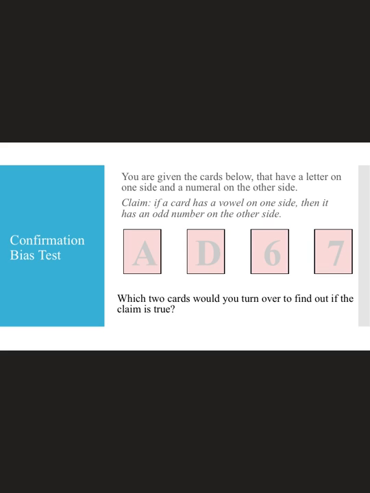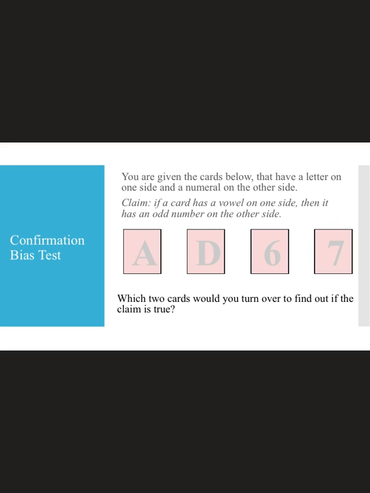Flipping over the 6 is going to be crucial. Again, we want to find violators. So if the 6, being an even number, had a vowel on the back, we know that this claim is untrue. And then the 7 gives us a chance to confirm, but it doesn't give us a chance to disprove. So in this particular situation, you'd want to flip over the A and the 6. Did you get it right? The A and the 6. Again, we want to find violators. We want to disprove it in order to confirm whether our claim is accurate or not.